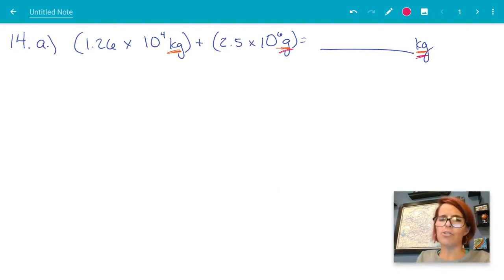The other issue, and this is important, is adding using scientific notation. Remember that the rule for adding is that you're allowed to only have as many decimals as the one that has the fewest decimals, your least precise measurement. Well, in order to have decimals in this circumstance, you have to be written in scientific notation. So sometimes students choose to convert the 1.26 times 10 to the 4.